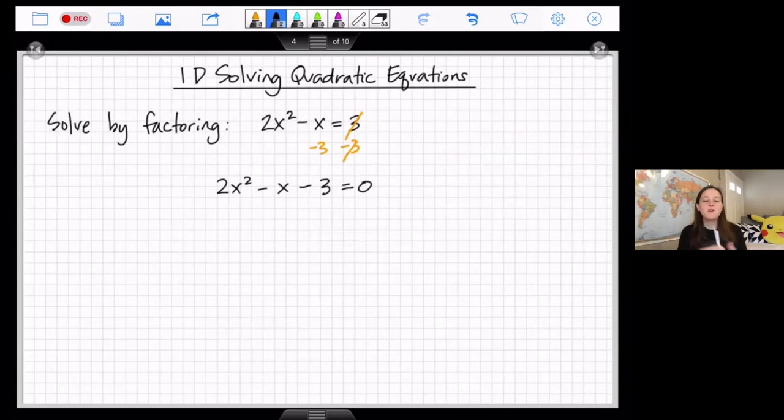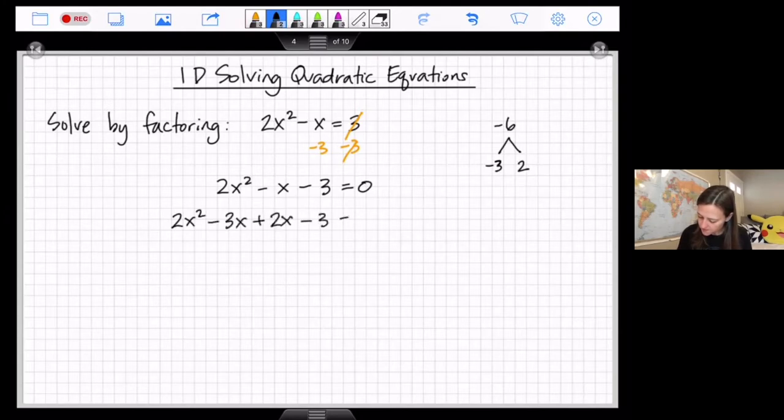However you factor quadratics, go ahead and do that. I'm going to factor this one by grouping. We talked about that one in class. For grouping, I'm going to take my a and c, my 2 times negative 3, and we're going to get negative 6. I want to find things that multiply to negative 6, but add to negative 1, the coefficient of the x. That's going to be a negative 3 and a positive 2. So we write this as 2x squared minus 3x plus 2x minus 3.